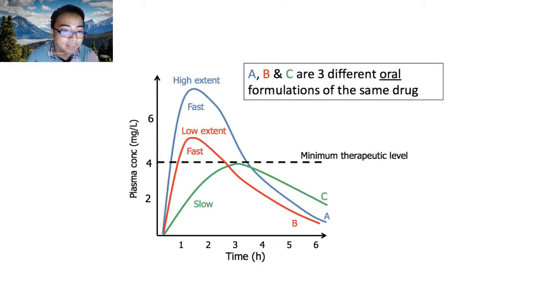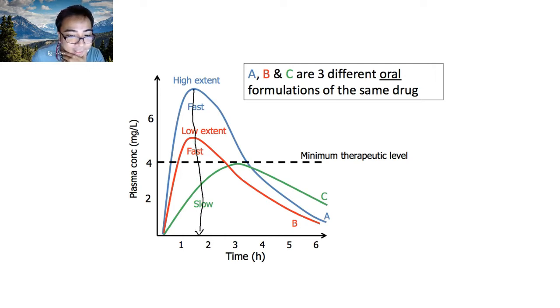So for example, in this image here, you'll notice class, these are 3 different oral formulations of the same drug. But the kinetic parameters that we see are different. For example, drug A is absorbed fast. At the same time, the extent of absorption is high, marami. Drug B is also fast in absorption because the Tmax is almost similar between drug A and drug B.